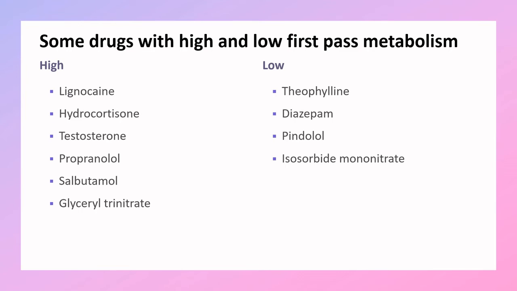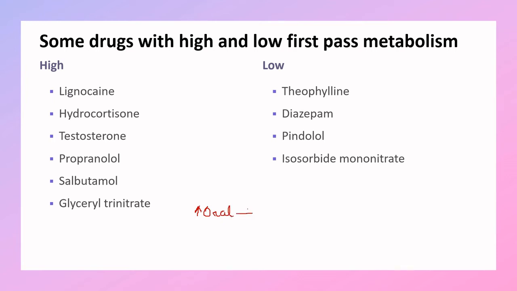So naturally, for the drugs that have high first pass metabolism, if they are given orally, then we are going to need a larger dose to achieve the therapeutic concentration, because remember, the more the first pass metabolism, the lesser is the amount of drug reaching the systemic circulation. Suppose we take the example of lignocaine. Obviously the oral dose of lignocaine will be high.